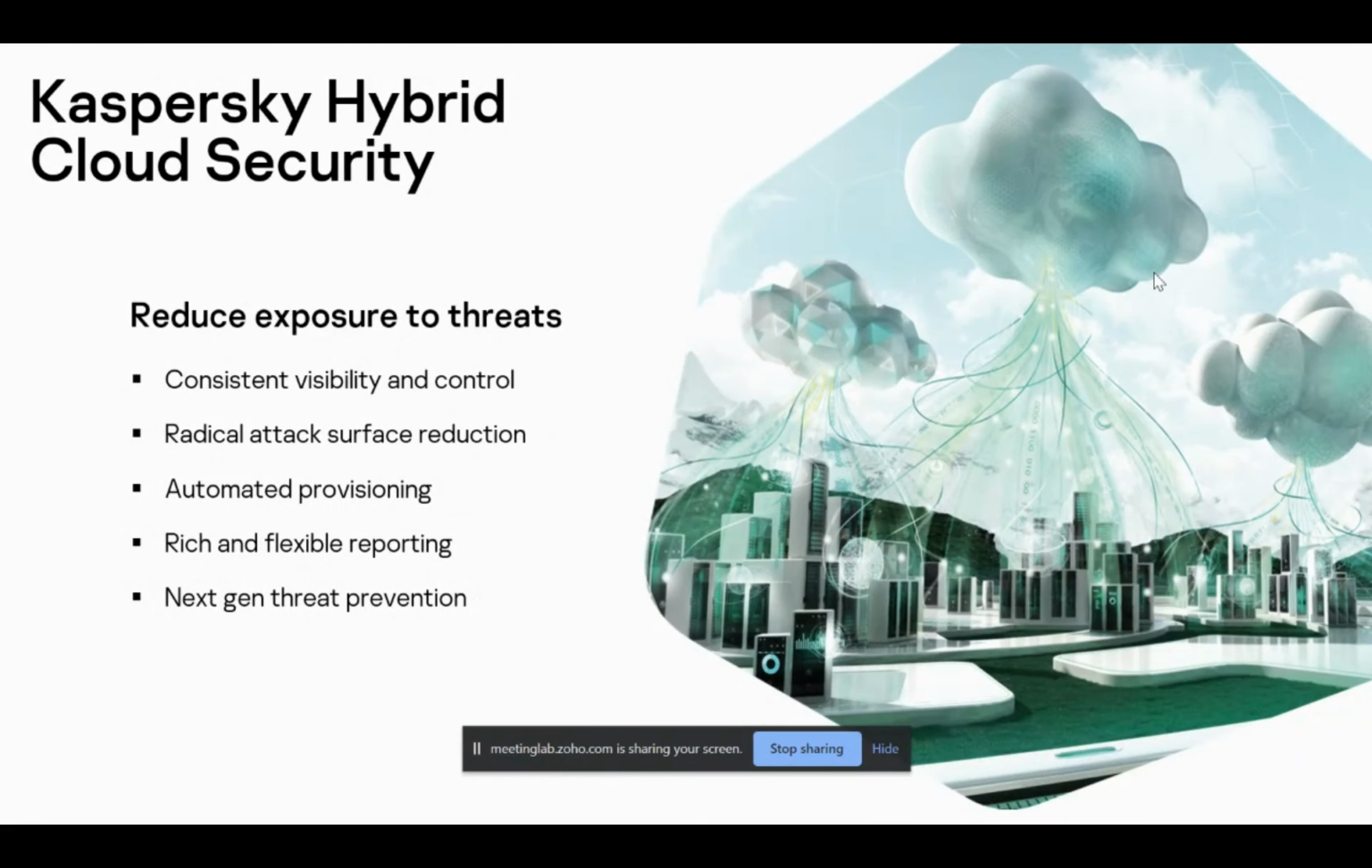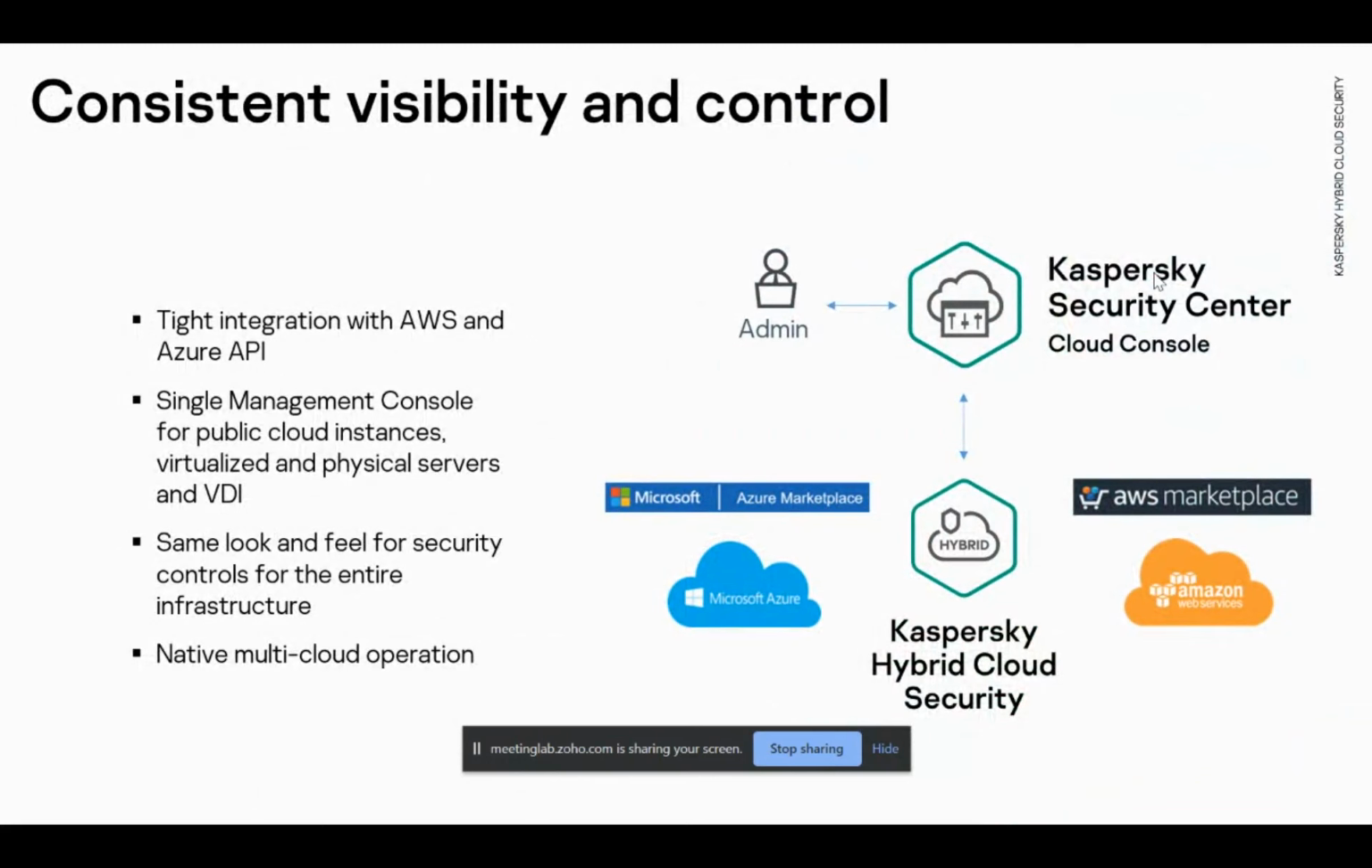So basically with Kaspersky's Hybrid Cloud Security, you are reducing the exposure to threats with consistent visibility and control, radical attack surface reduction, automated provisioning, rich and flexible reporting, and also next-gen threat prevention. All of these solutions are incorporated into Hybrid Cloud Security, so you are greatly reducing the attack surface and gaining more and more visibility into your virtualized environment, be it on-prem or cloud. So, consistent visibility and control.